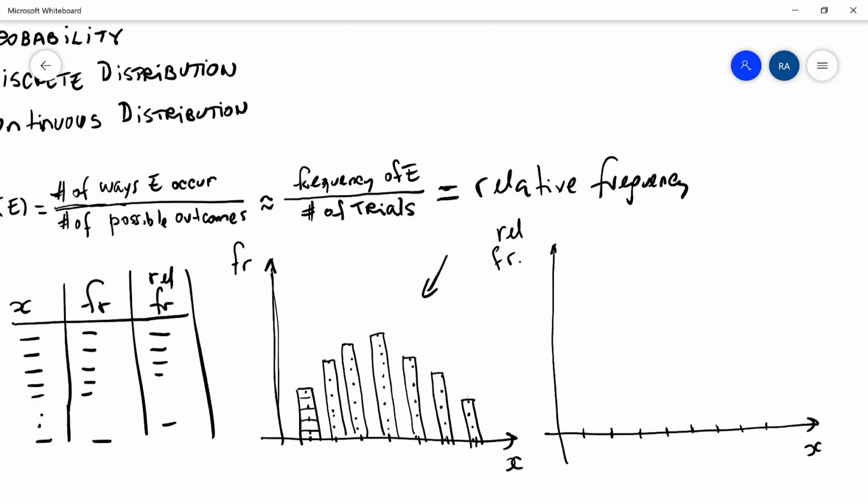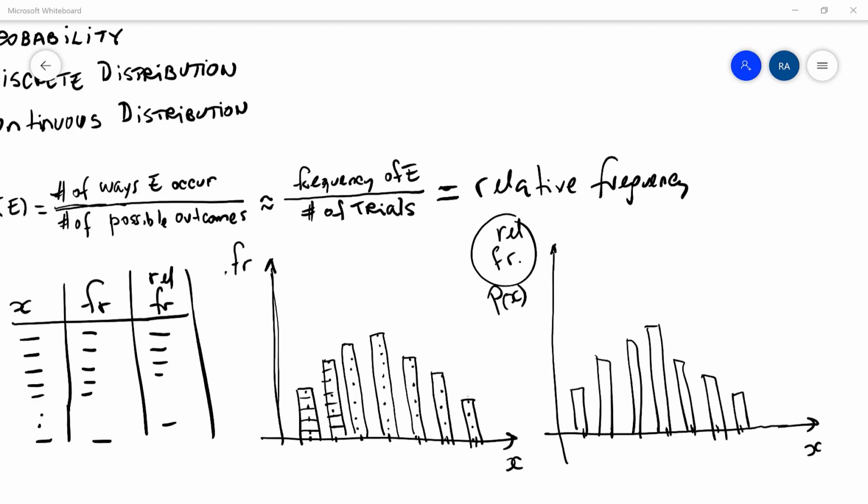Using this graph or this table, we can compute relative frequency, or we can approximate the probability of each value by counting the number of times that each value appears. If we graph either the absolute frequency or the relative frequency, we will obtain approximately the same shape.